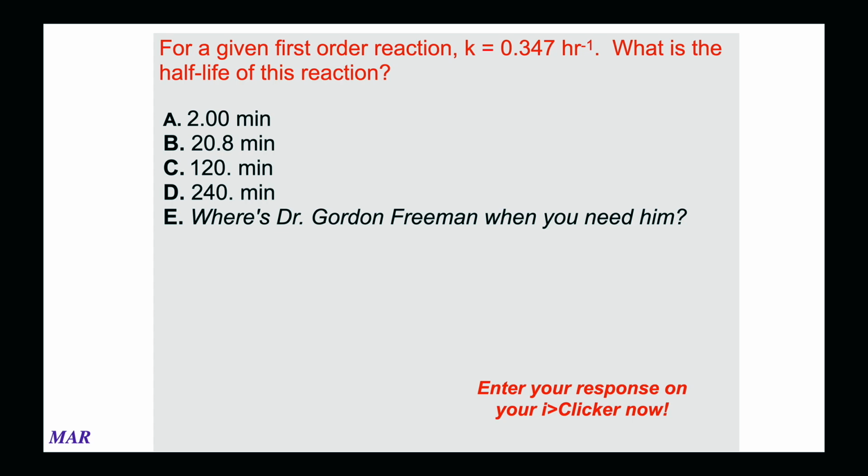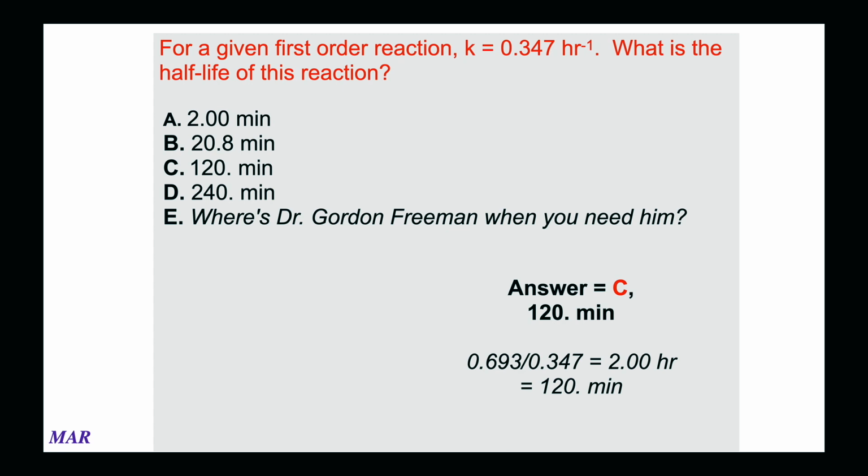Remember that K and T have to be the initial amounts. So T1/2 initially will be a value in hours. And from hours, I have to convert it to make sense of the answers. I have to convert hours into minutes, so I'm going to need to multiply by 60. So if you do the math, 0.693 divided by 0.347, it comes out to be 2.00, but it's 2.00 hours because K was in inverse hours. So 2 hours times 60 minutes per hour, 120 minutes.